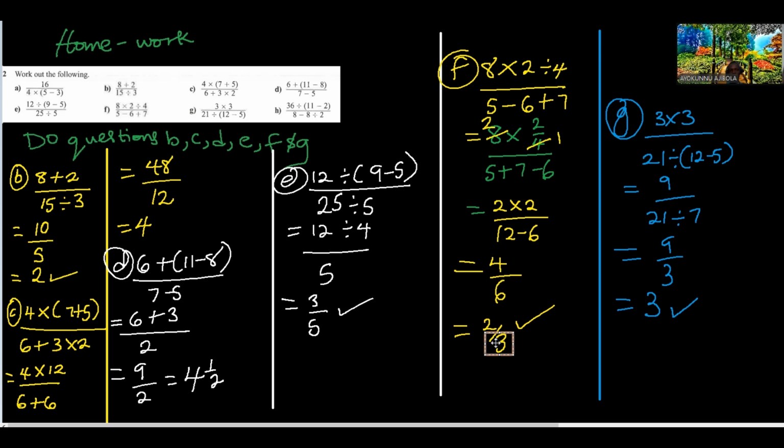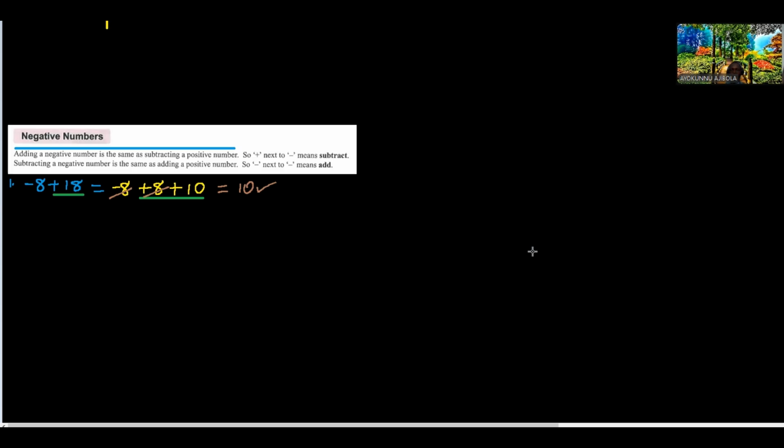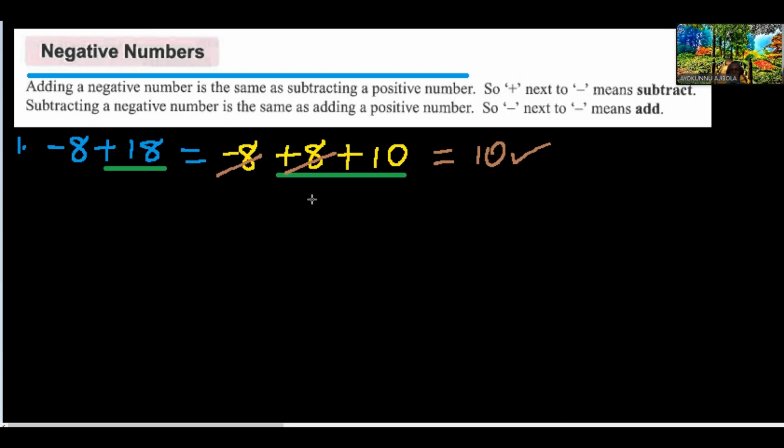Is that clear? Yeah. Then we have 3 times 3, then over 21 divided by a bracket. In the bracket is subtraction, which gives us 7. Then 3 times 3 is 9, and 21 divided by the bracket is 3. So 9 over 3. Now, after that, we move on to the negative signs.